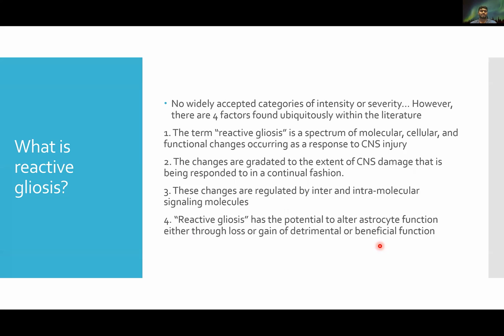So when I say that reactive gliosis is a spectrum of molecular, cellular, and functional changes as a response to CNS injury, this means that this process called reactive gliosis can radically alter the astrocyte on a molecular level and at a cellular level, and this will affect the function of the entire astrocyte. And this is all in response to what happens to the CNS. Because it is a spectrum of change and it is continuous, a very minor CNS injury will cause a minor change in the astrocytic function.